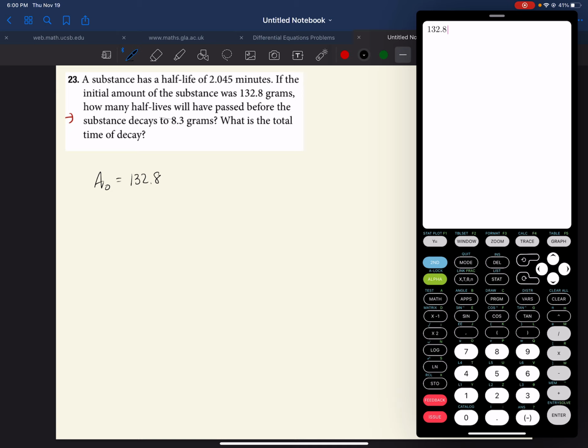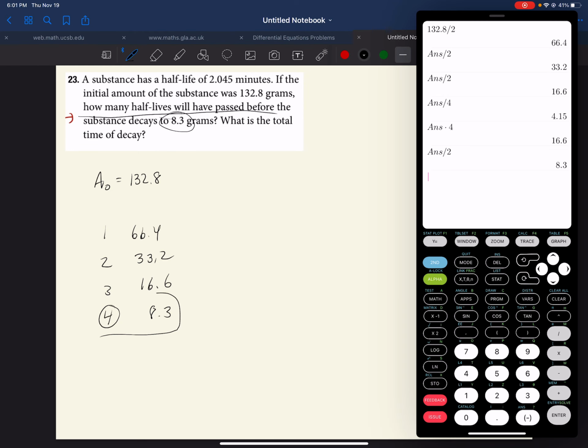132.8. Okay, the first half-life, there would be 66 left. So one half-life is 66.4. Divide that now by 2. So 2 half-lives is 33.2. Divide it by 2 again. Now we're at 3 half-lives. In 3 half-lives, we're at 16.6 grams. Divide it by 2, and we're at 8.3. So I put the 4 because I was on the 4th half-life. If we divide by 2 again, we get 8.3. That's what they said. So how many half-lives will have passed before it goes? 4 of them will have passed. And then it says, what is that total time?